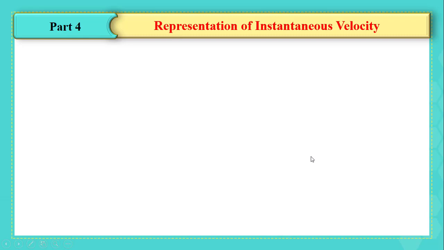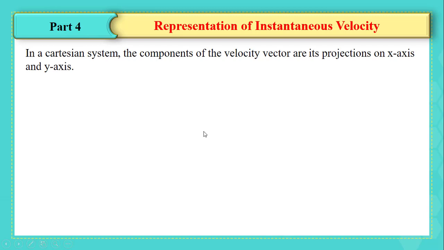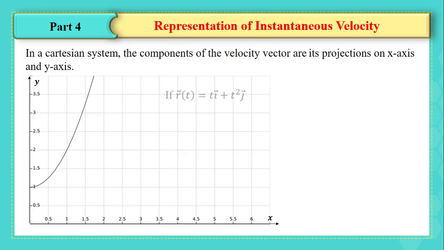Now we are going to learn how to represent the instantaneous velocity vector. In a Cartesian system, the components of the velocity vector are its projections on the x-axis and y-axis. For example, if r of t is equal to t i plus t squared j, then the instantaneous velocity vector is equal to i plus 2t j. It has two components, vx and vy, where vx is equal to 1 and vy is equal to 2t.